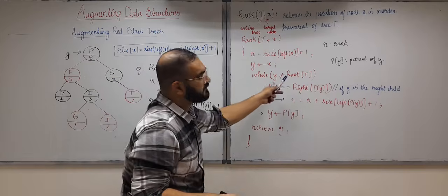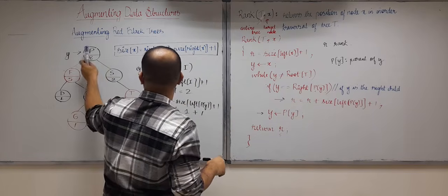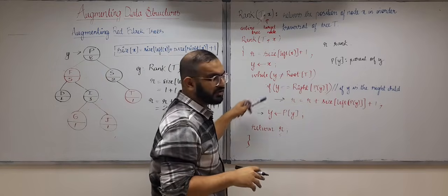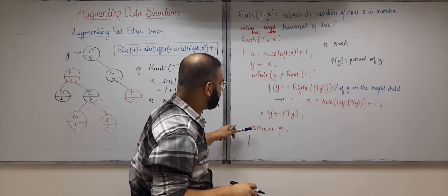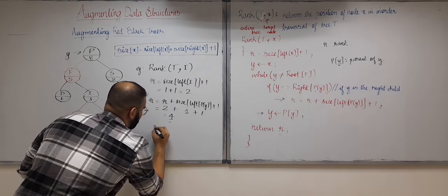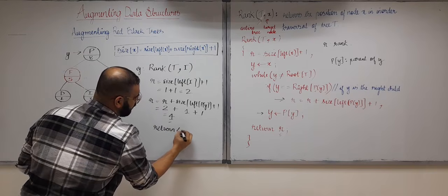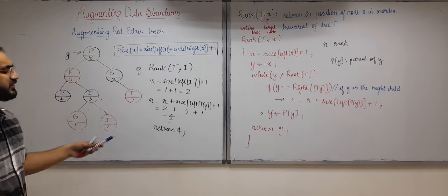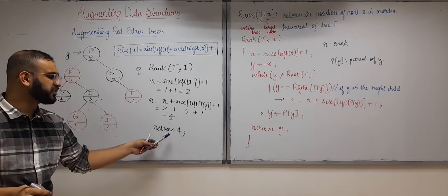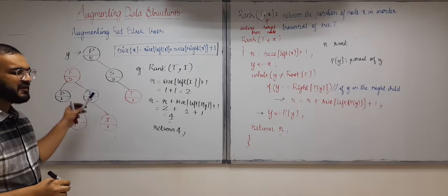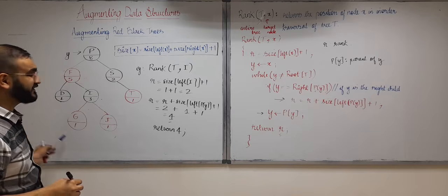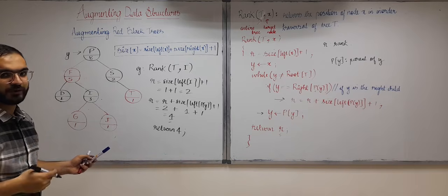And then we will check the while condition. Yes, now y is the root of the entire tree. So this loop will break and we will come out and we will return the value of r. So now the value of r we got over here was 4. So we'll return 4. So this implies that the position of node I when we do an in-order traversal of the entire tree is 4, right?